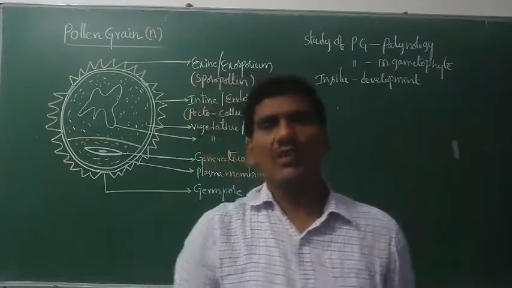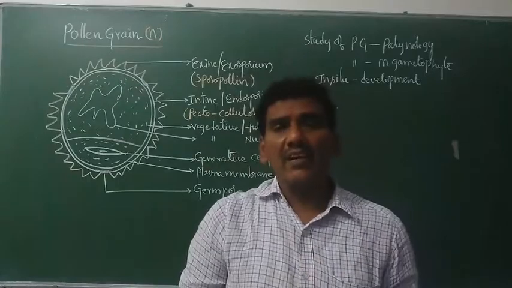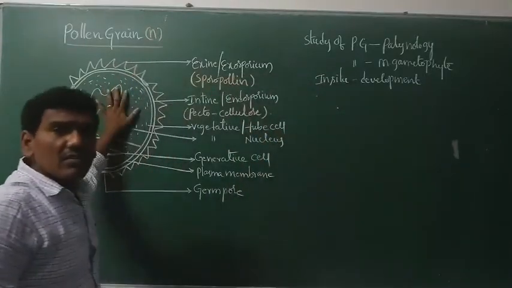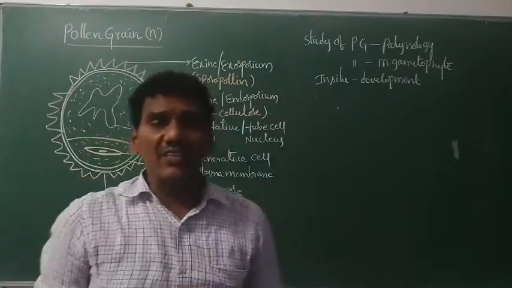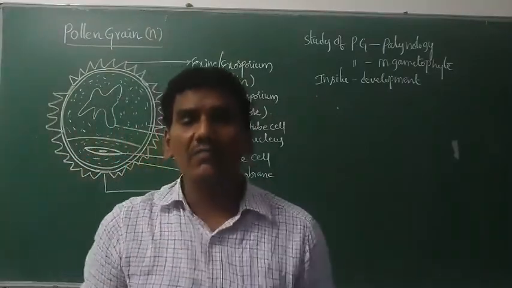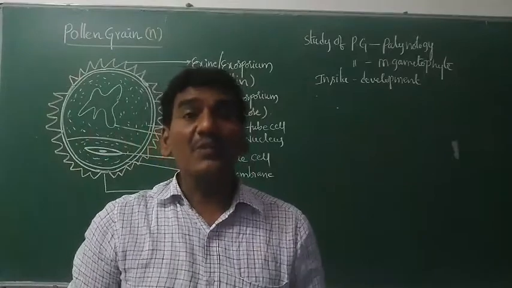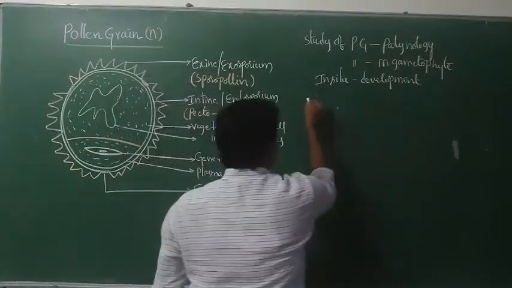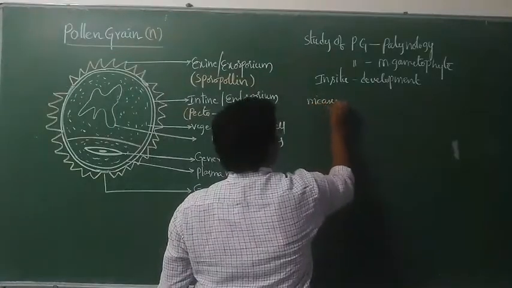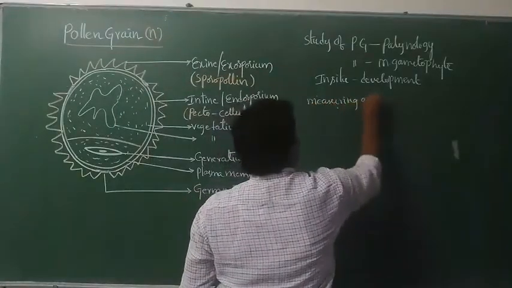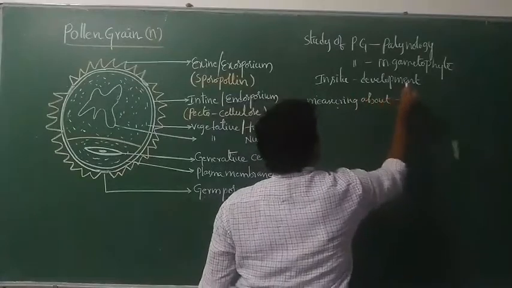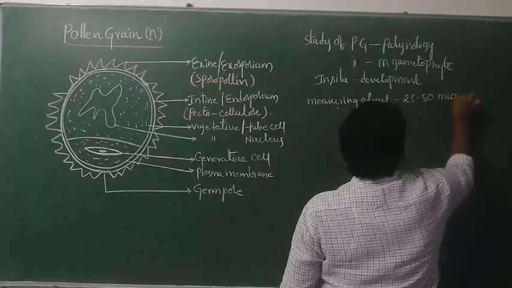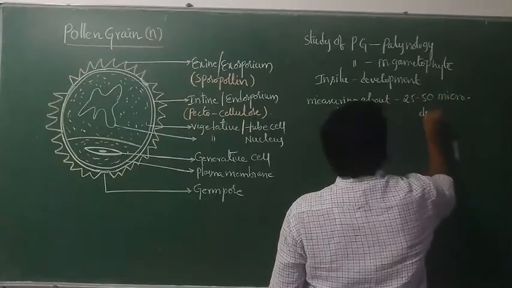Next one. Pollen grain is a unicellular, uninucleate, haploid structure, generally spherical in shape, measuring about 25 to 50 micrometers in diameter.